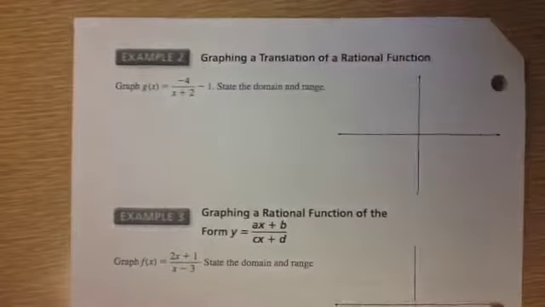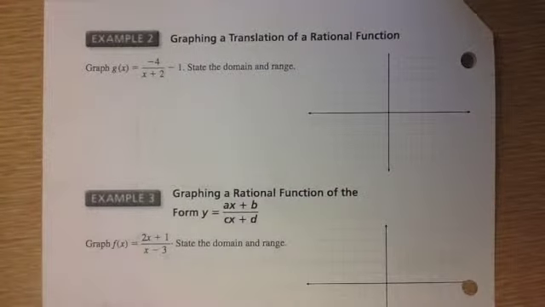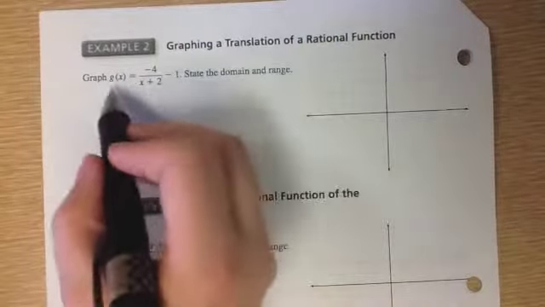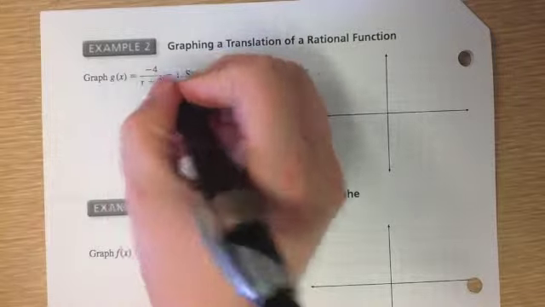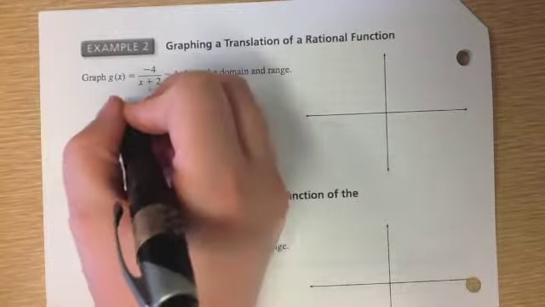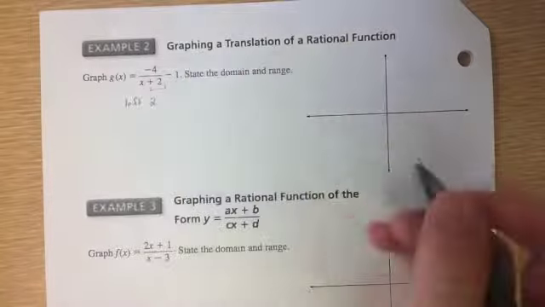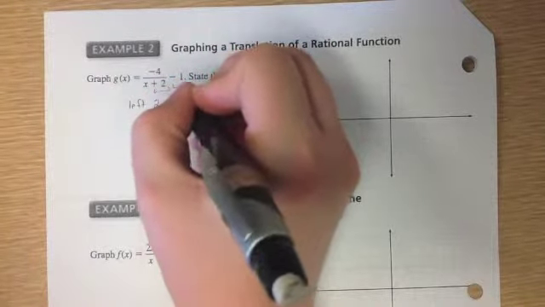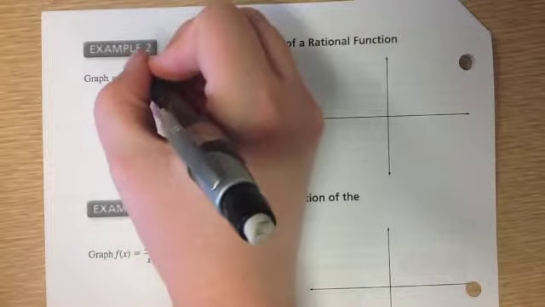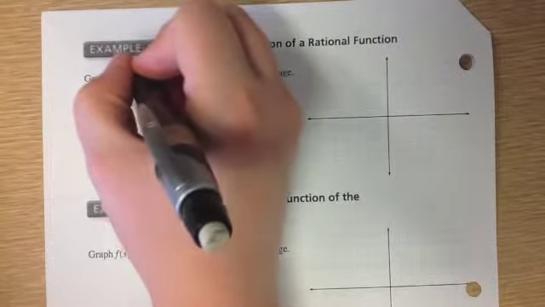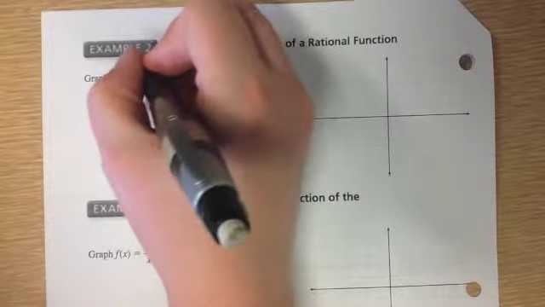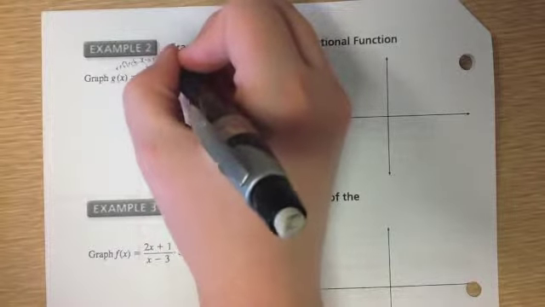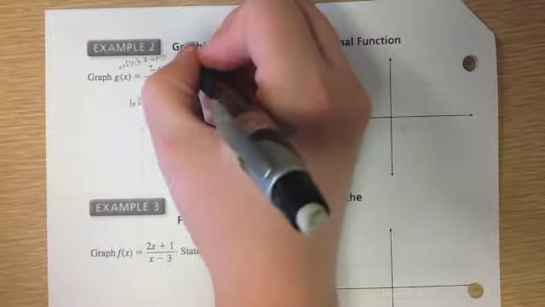So we're graphing a translation of a rational function. First things first, I'm going to look at my asymptotes and see how it translates. Okay, so we want to graph this function. Well, this plus 2 here, that's inside the function, so that's going to shift me to the left 2. This negative 1 right here is going to shift me down 1. This negative 4 is going to reflect, and it's out in front, so that's going to reflect over the x-axis. And this 4 is going to do a vertical stretch.